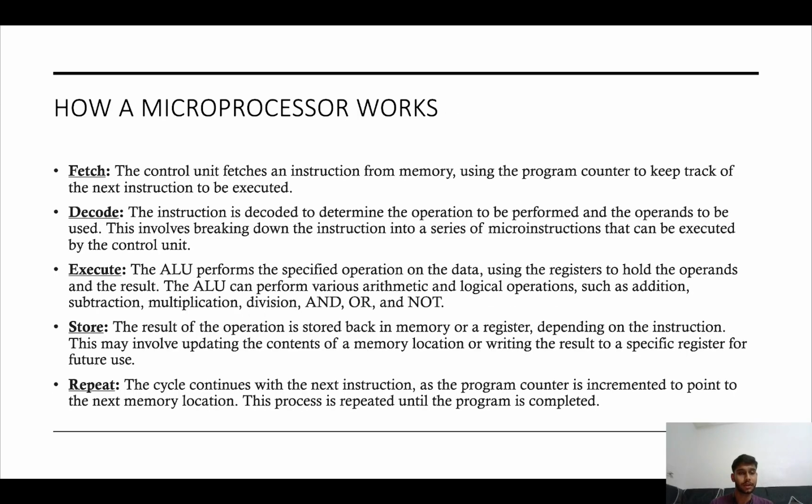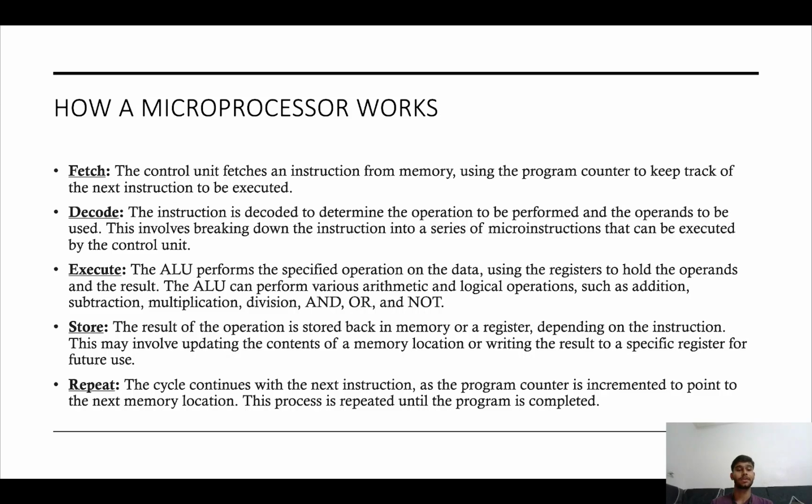How a microprocessor works. So basically, microprocessor has the most basic five processes, that is fetch, decode, execute, store, repeat. In fetch, the microprocessor fetches the instruction from the memory using the program counter to keep track of the upcoming instructions to be executed. In the decode phase, the instruction is decoded to determine the operation to be performed and the operands to be used. This involves breaking down the instruction into a series of micro instructions that can be executed by the control unit.